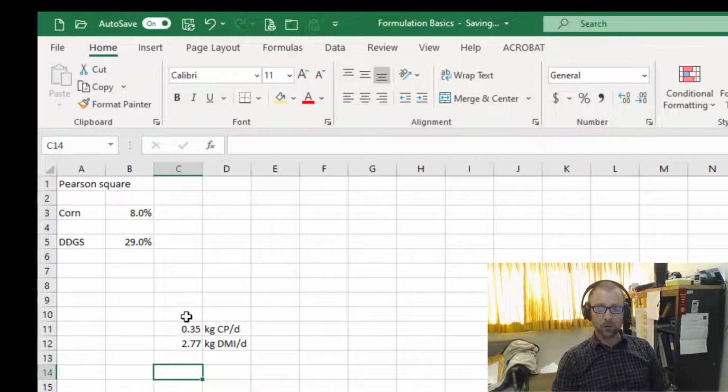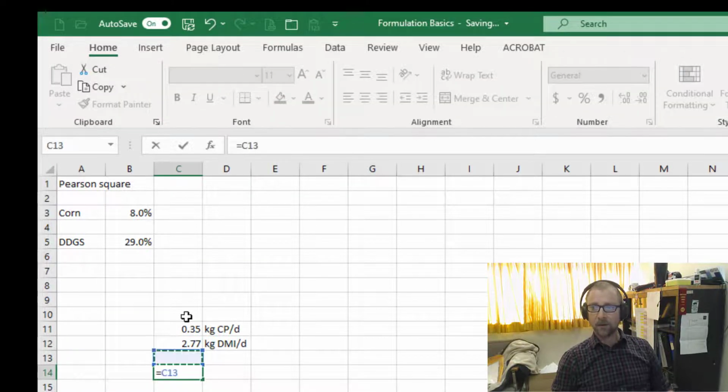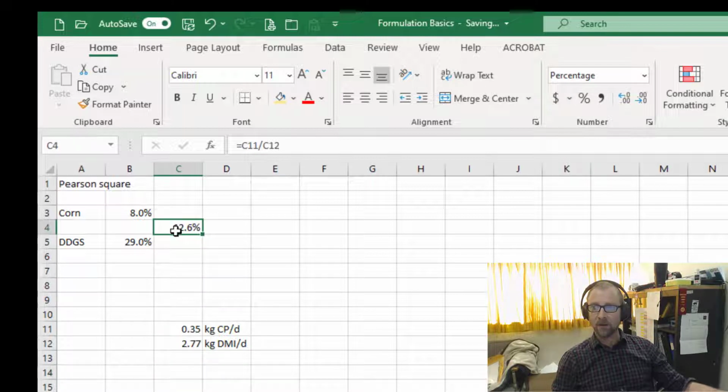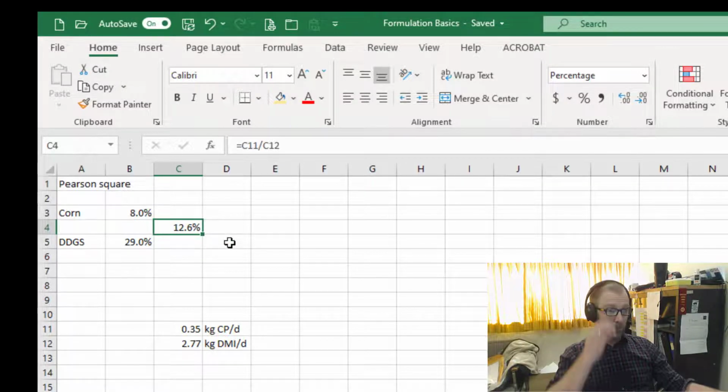So what percent crude protein will this animal require? The simple answer here is going to be this 0.35 divided by 2.77, and this is a percent, so we can just change that to a percent. I'll increase the decimal point by 1 as well, so we have the 12.6. So that's going to be our target crude protein level. I could have put it right up here right away, but I just want to show you how I got that. And so now we can do what's called the Pearson Square.